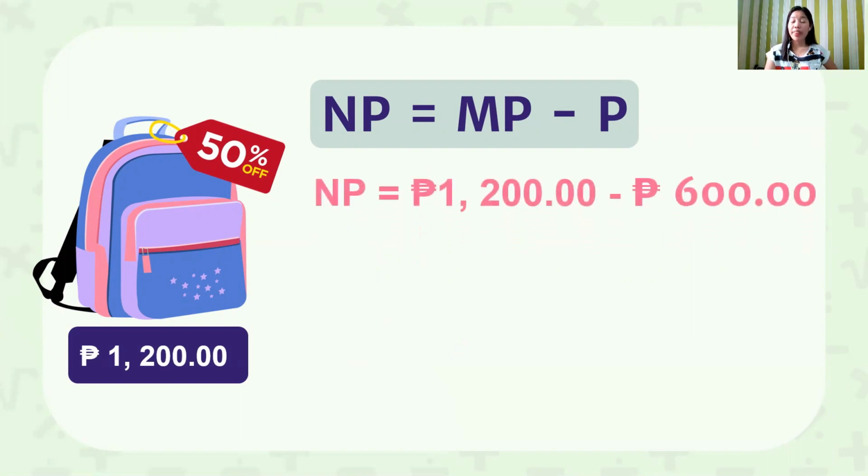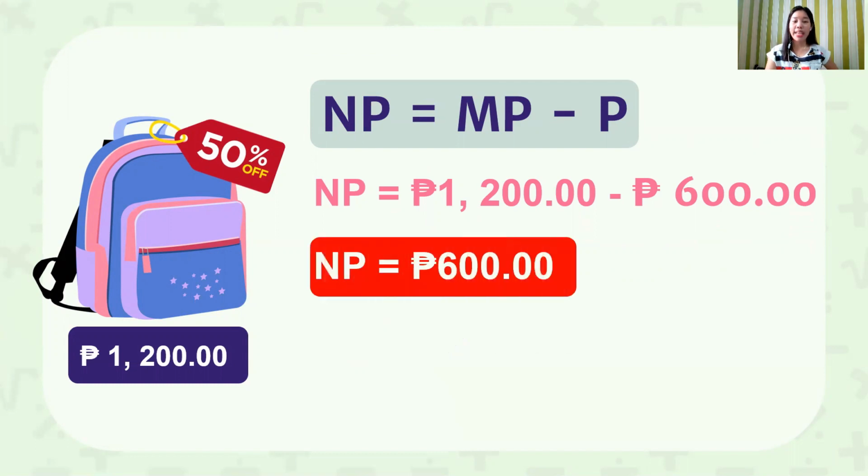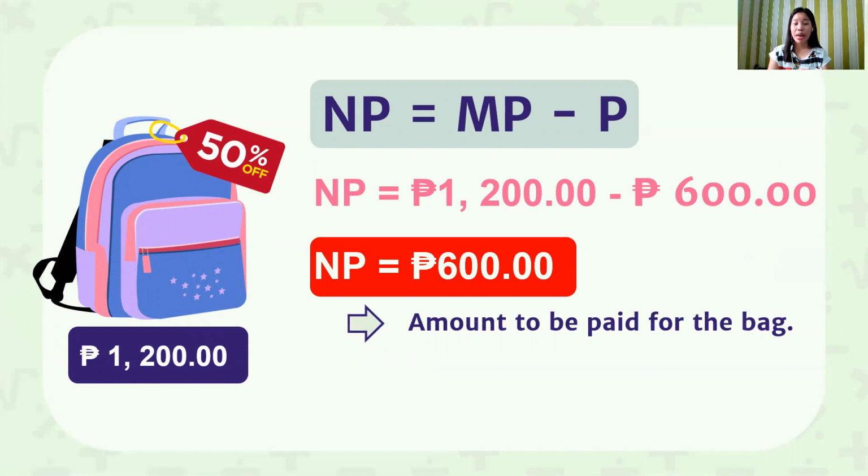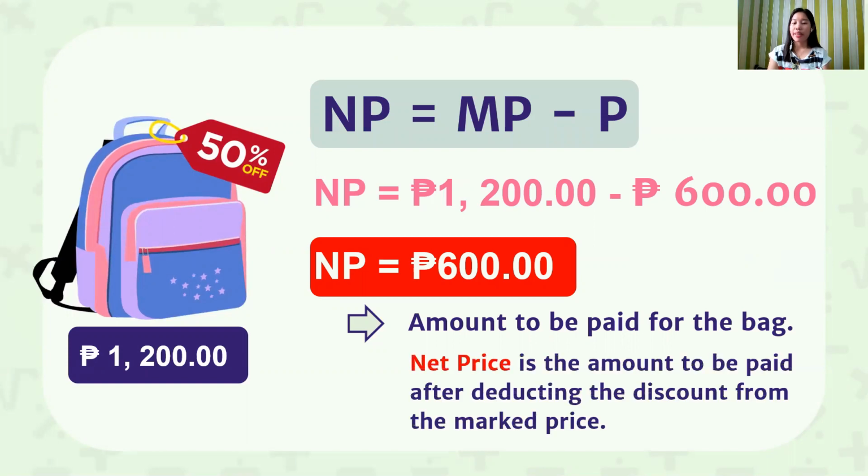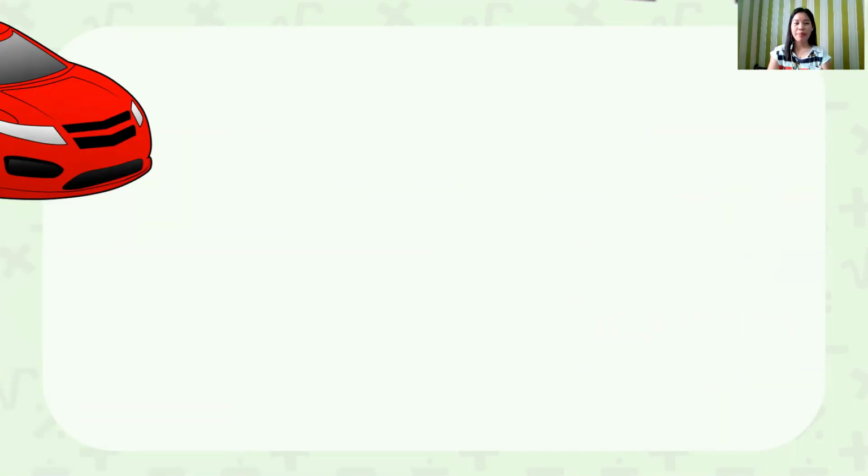NP equals 1,200 pesos, our marked price, minus 600 pesos, our amount of discount. In subtracting 600 pesos from 1,200 pesos, we'll get 600 pesos. Meaning, 600 pesos is the amount to be paid for the bag. One more thing to remember, net price or sale price is the amount to be paid after deducting the discount from the marked price. Were you able to get it? That's good. Let me now give you one more example.